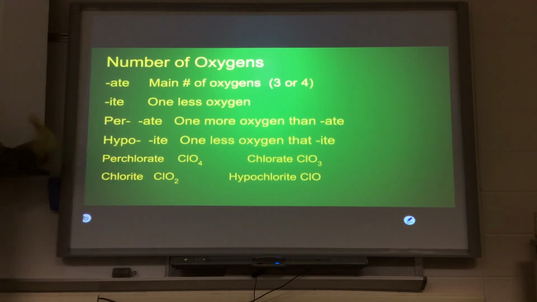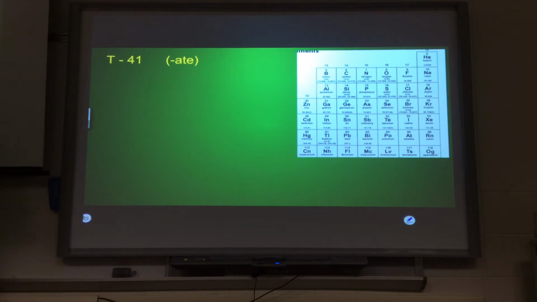So if you ever see per and an -ate together, you know, oh, I actually know what the -ate is. Like chlorate, I know chlorate's ClO3, so perchlorate must be ClO4. It's got 1 more oxygen. Anybody need this up for a little bit there? All right, then this one.